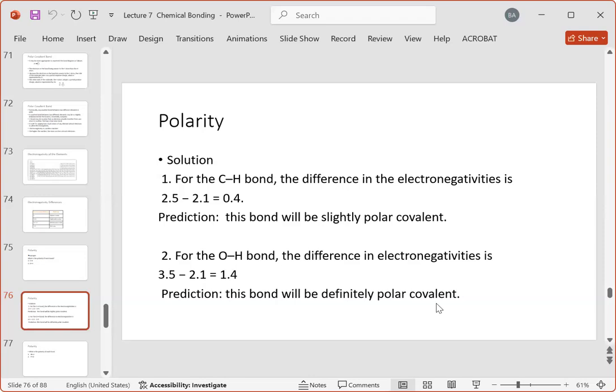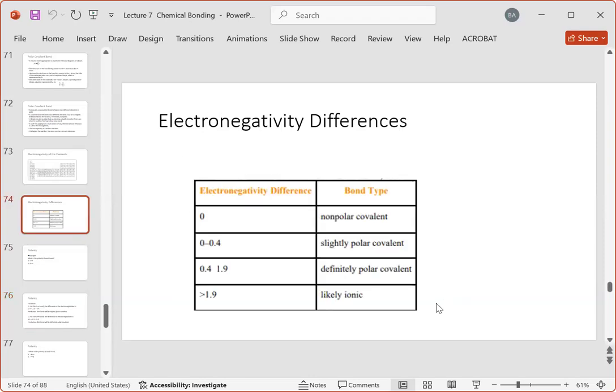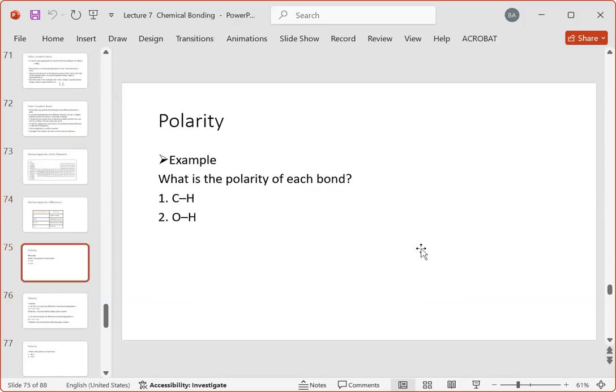Then you go to the chart and check. Where does it fall? You go to this chart, you say, okay, 0.4, it falls here. So it's slightly polar covalent. All right, polar covalent.